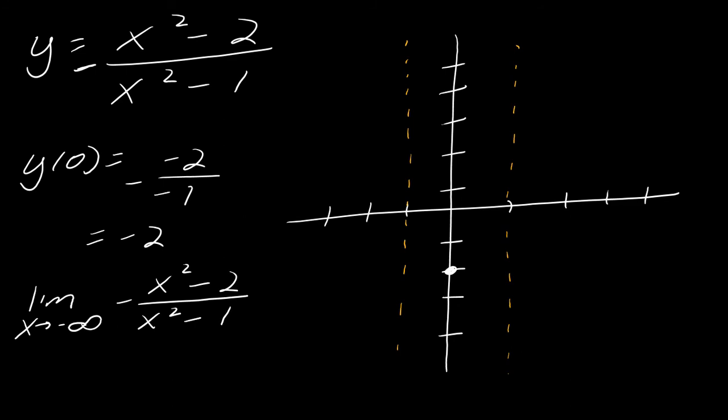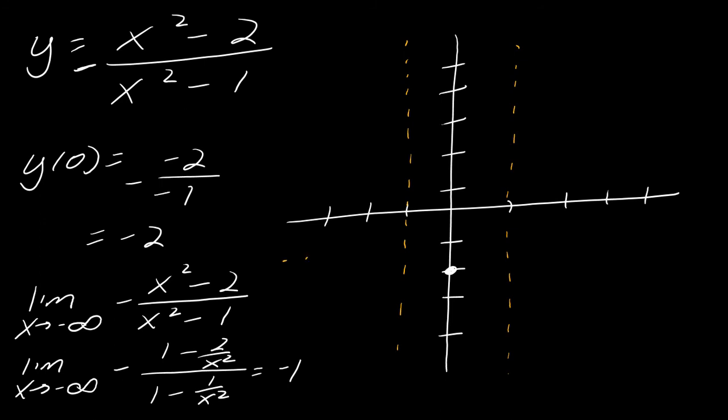So if I divide everything by x squared, what I will get is -1 minus 2 over x squared over 1 over 1 minus x squared. So this will actually come out to -1. So I have an asymptote also at y equals -1. So I can mark also that right here. And then if I do this again for, let's say, just positive infinity, I'll actually get the same asymptote.